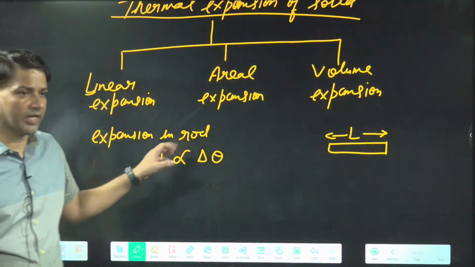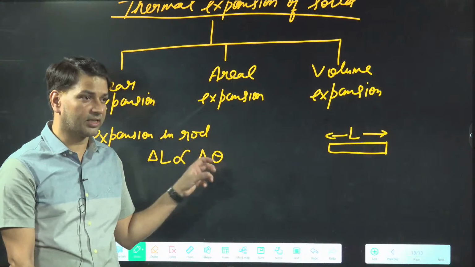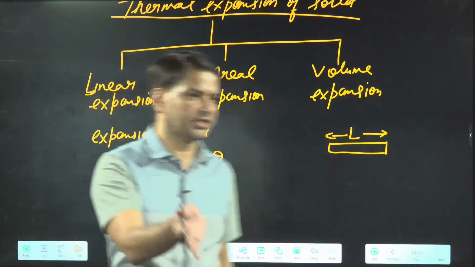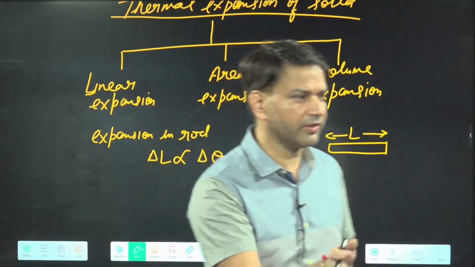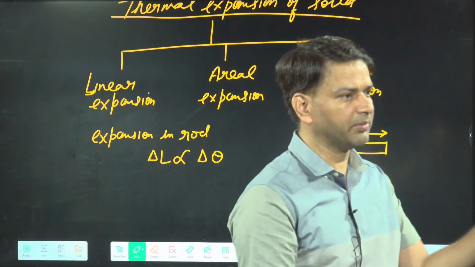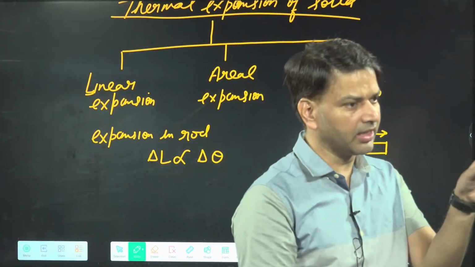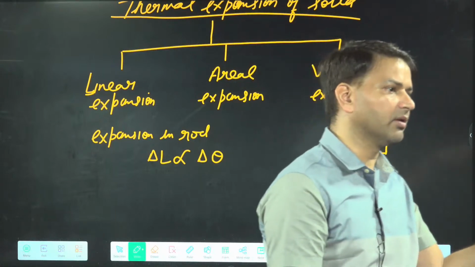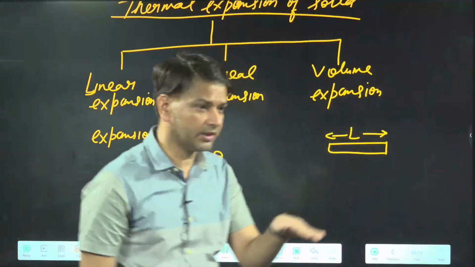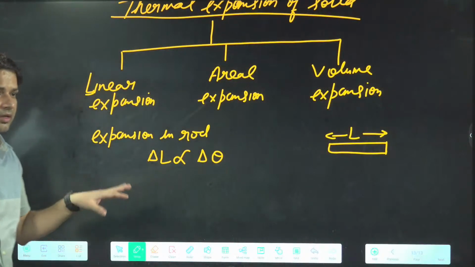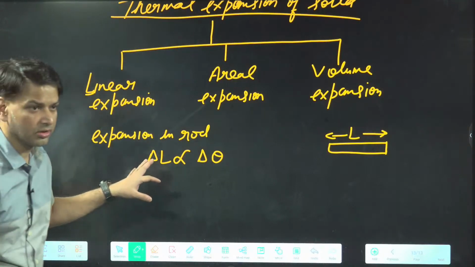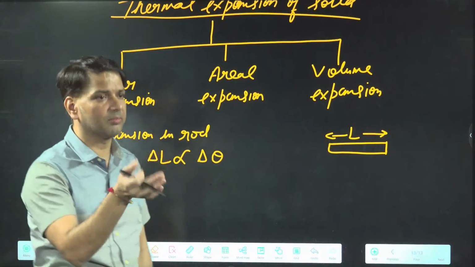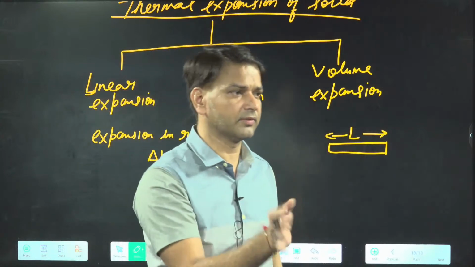So when we are increasing the temperature, delta theta is positive. Delta means final minus initial. So when delta theta is positive, then delta L is positive, which means length will increase. If delta theta is negative, then delta L will be negative, which means length will decrease. Okay, understood? So according to the problem, increase or decrease, you will take the sign of delta theta and delta L.